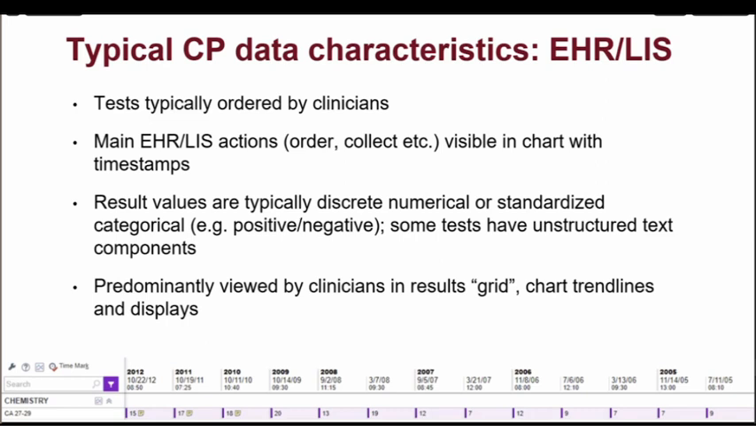And the way these tests are viewed in the EHR chart overall, and also in our EPIC chart, tends to be in an aggregate, the so-called results review grid view, or in different chart trend lines and displays. And for that, it's important that not only the result value component goes along, like the number 15 below, but also the data components that contain the reference interval, the timestamp, et cetera, so that the result is not misinterpreted.